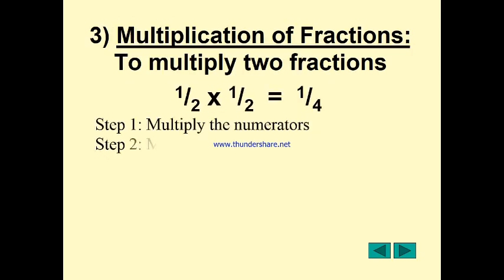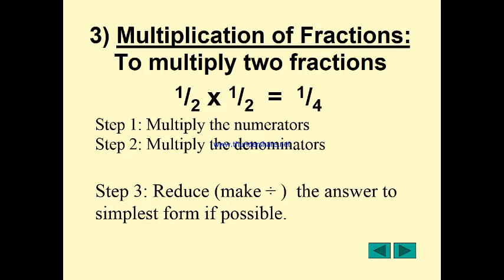Now, the third idea, how to multiply two fractions. It's very easy. To multiply two fractions, I have to follow three steps. 1. Multiply the numerators. 2. Also multiply the denominators. 3. Reduce. It means I have to make a division to the answer if it is possible. To take more examples, please check the video.